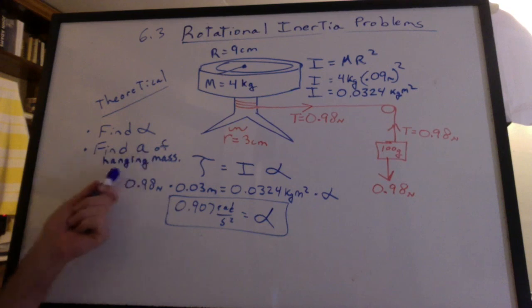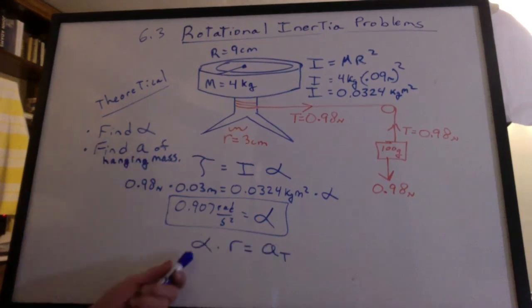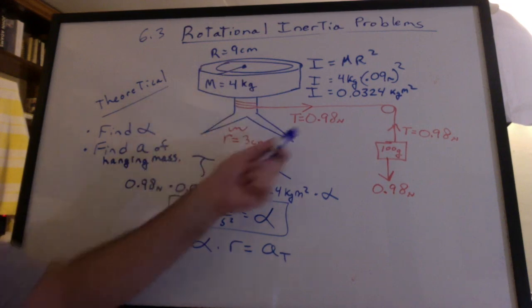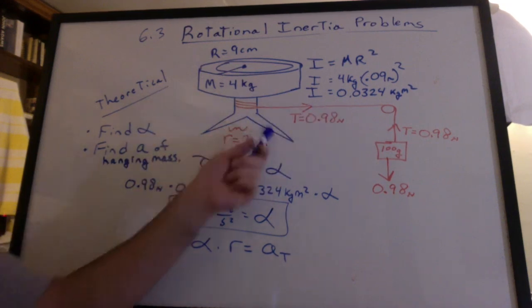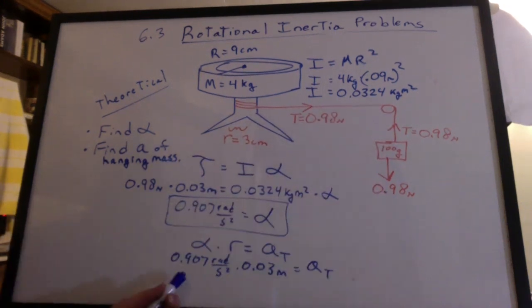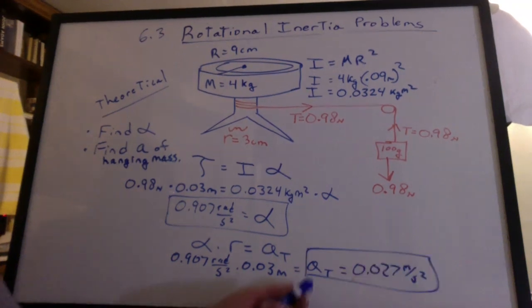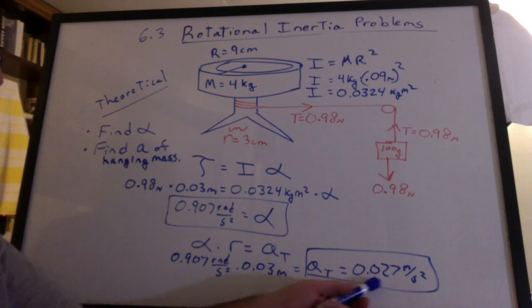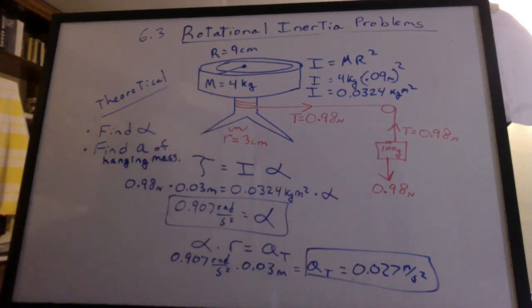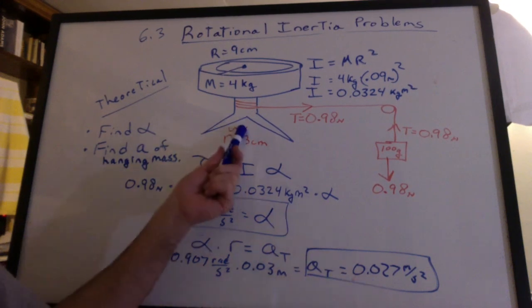Now we'll find the acceleration of the hanging mass. Well, you know alpha times r equals tangential acceleration. But what r? Look at the diagram. We have a big R, we have a little r. Where's the rope? On the little r. And that rope will be fed out, which will make this weight fall. So we take the alpha and multiply it by the small radius. And we get an acceleration of 0.027 meters per second squared. That's how fast the weight's dropping while this thing unwinds. Notice how small that is. Yeah, it's because this radius is very small.